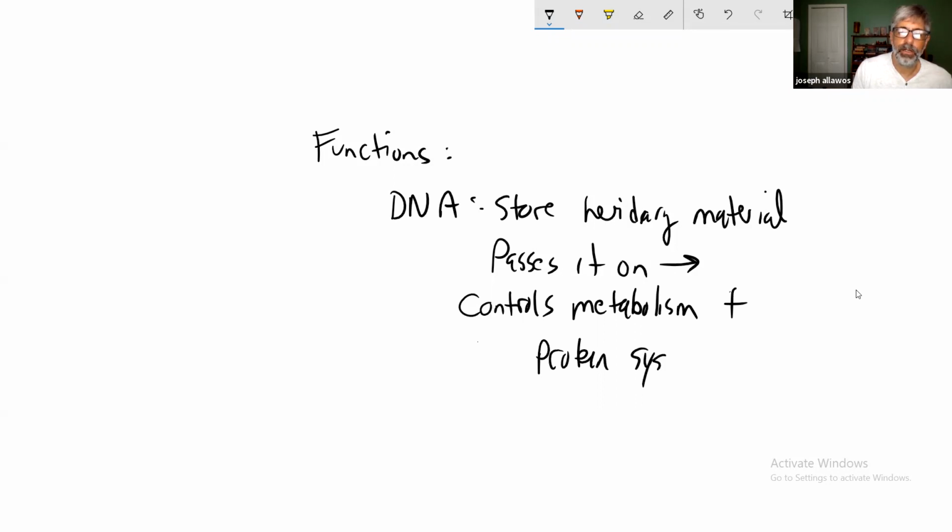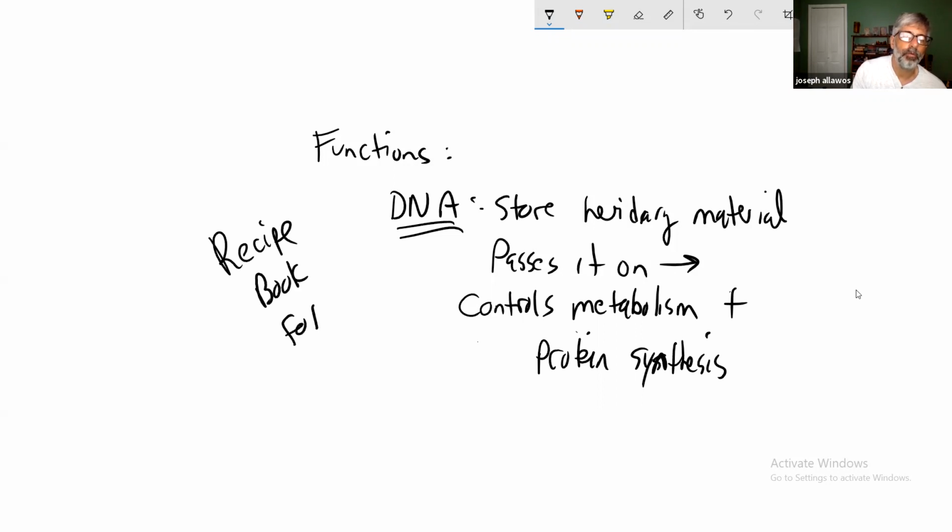Here's the crazy thing, y'all. The sequence of bases in the DNA determines the sequence of amino acids in a protein. So the DNA is literally a recipe book. How crazy is that? A recipe book for making proteins. Wow. We're going to learn all about that in another lecture.